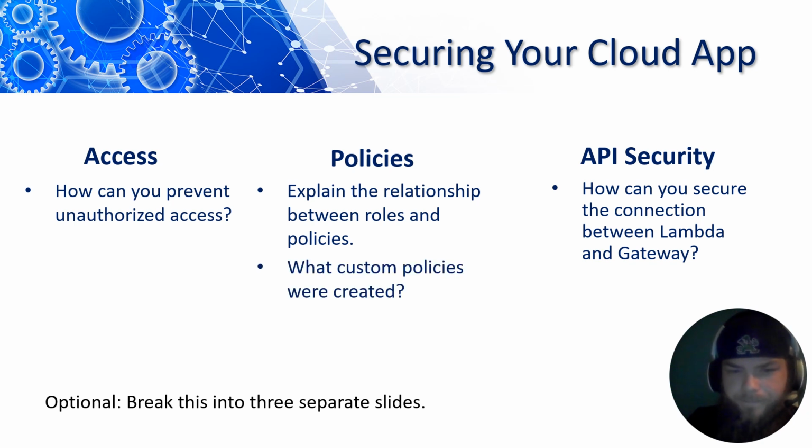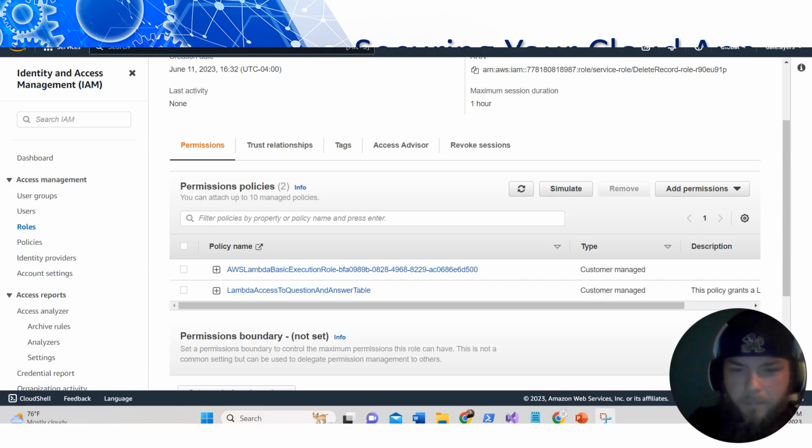And what are some custom policies created? Here's my permission policy. Here's the Lambda access to question and answer tables. And this is what I was talking about, where you connect one to the other. You connect the role to the policy, and they're married. They're happily married.